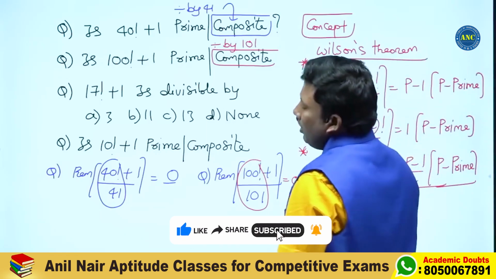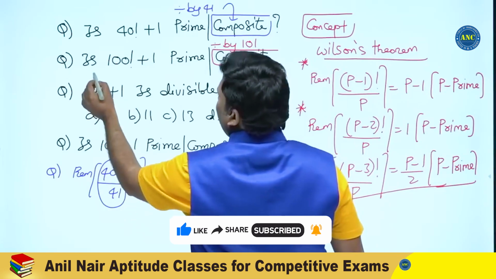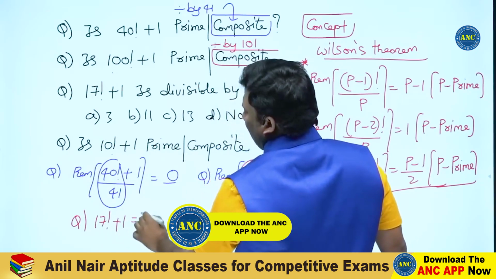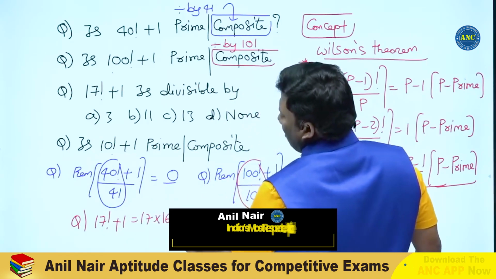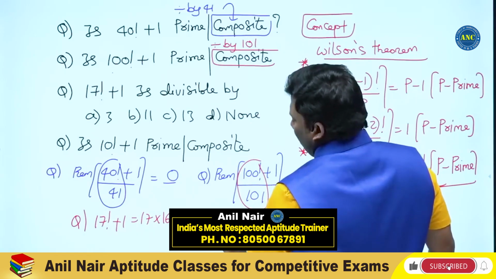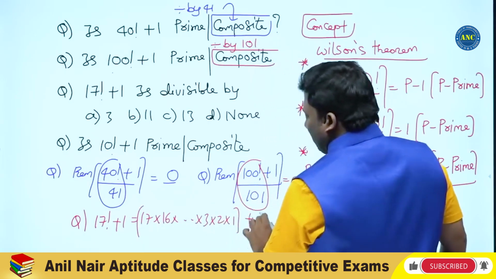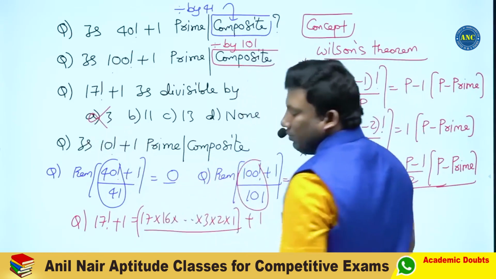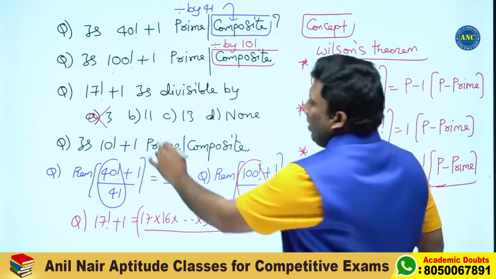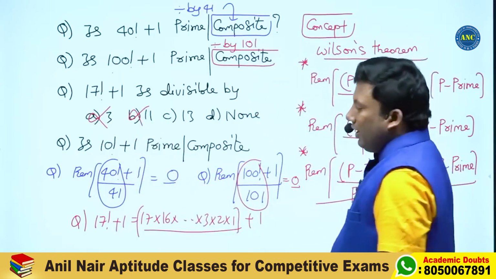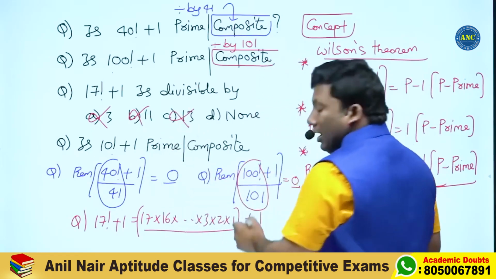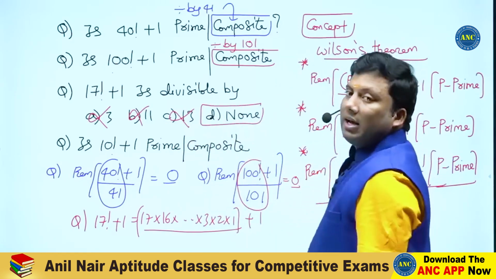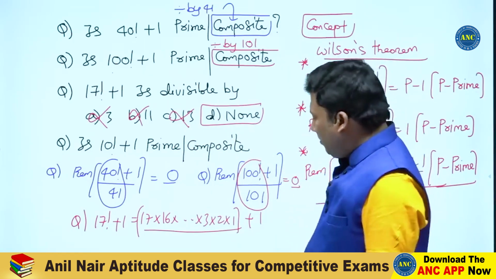Next one: 17 factorial plus 1. Third question. All are logical questions, sir. 17 factorial plus 1 is 17 into 16 and so on up to 3 into 2 into 1, plus 1. That means it is divisible by 3 plus 1, so the answer is not divisible by 3. It is divisible by 11 plus 1, so the answer is not divisible by 11. It is divisible by 13 plus 1, so the answer is not divisible by 13. The answer for this question will be none of these.